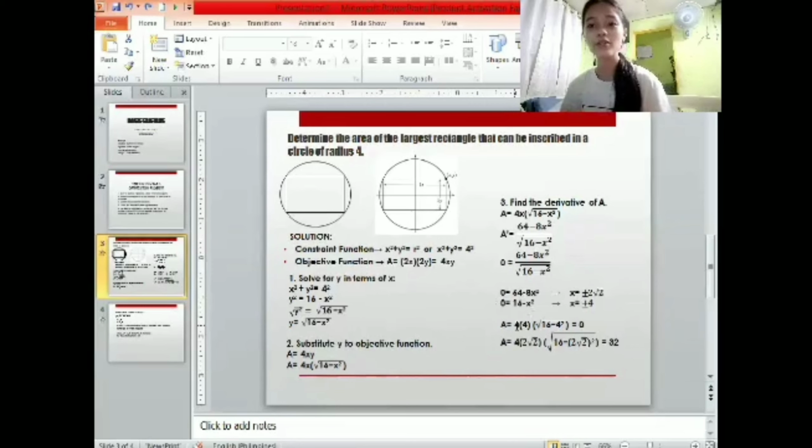we're gonna solve it using the area, the objective function. So 4 times 4 times the square root of 16 minus 4 squared is equal to 0. And the second is 4 times 2 square root of 2 times the square root of 16 minus (2 square root of 2) to the power of 2, which is equal to 32. So we're gonna use 2 square root of 2 for the x.